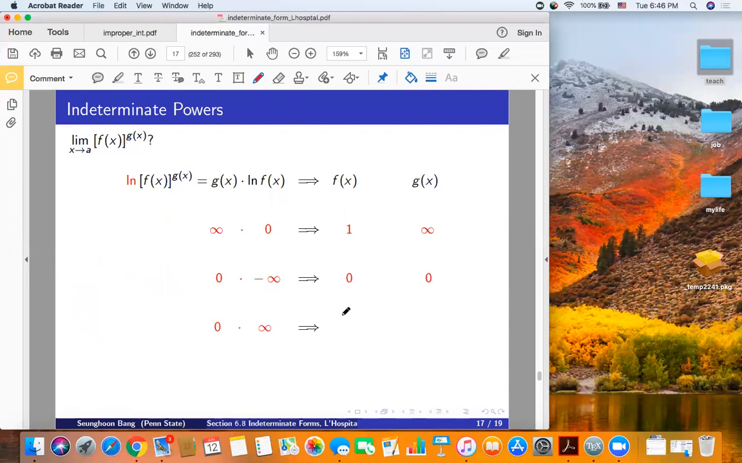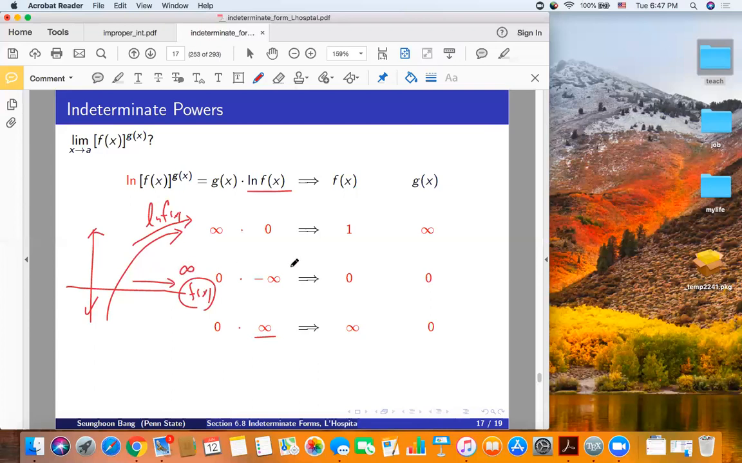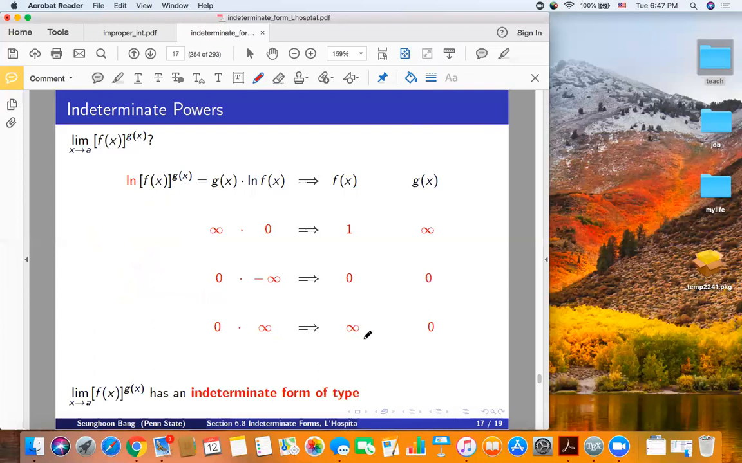Next one, 0 times infinity, same. g of x is going to 0, and ln of f of x is going to positive infinity, so we can use the same graph. ln of f of x approaches positive infinity. What happens to f of x? f of x goes to positive infinity. So we have 3 types.